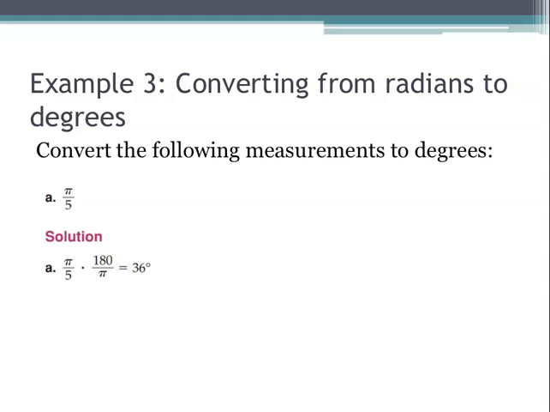Okay, and we can do the same thing for the others. So 4 pi over 9, multiply that by 180 over pi. Again, pi cancels, you're left with 4 times 180 over 9, which is equal to 80 degrees. Do the same thing with 6 pi. We multiply 6 pi by 180 over pi. Pi's cancel, you're left with 6 times 180, which is 1080 degrees.